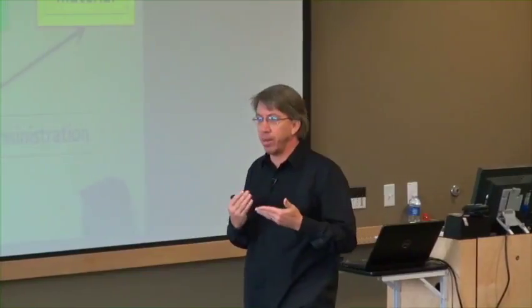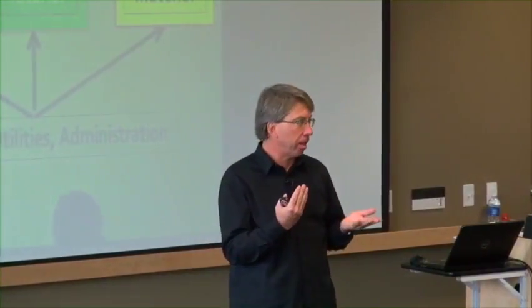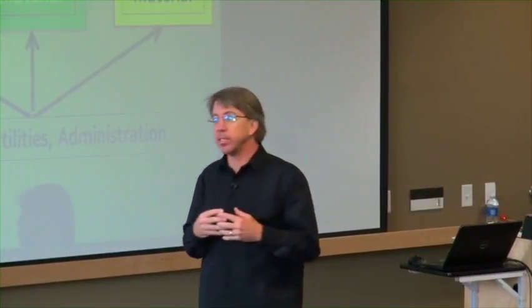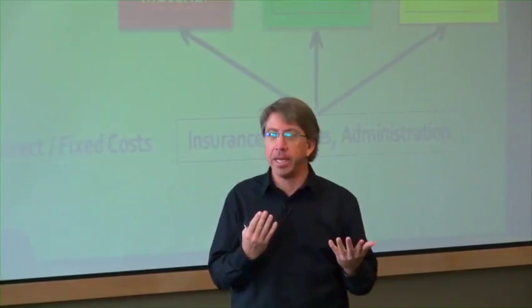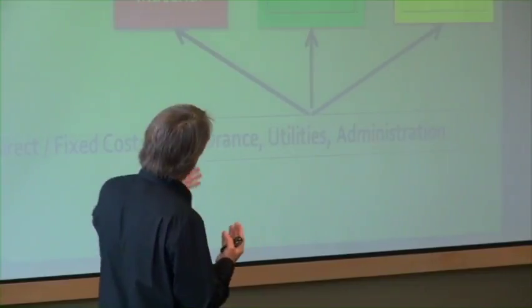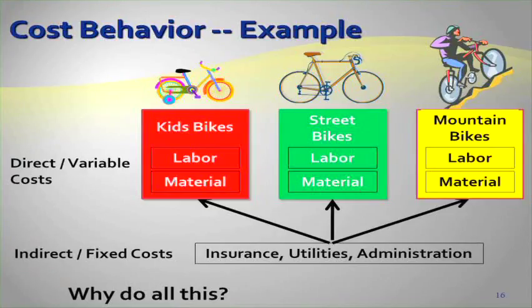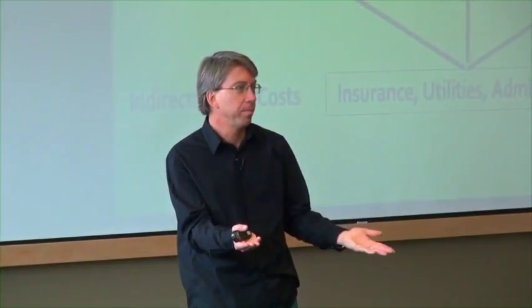Now, we want to think a little bit about the way we allocate indirect costs, right? Because there are some standard methodologies that people use to allocate indirect costs. So, for example, if kids' bikes were 20% of my business, street bikes were 30%, and mountain bikes were 50%, then I could take the unit sales as a percentage of the total and use that as an allocation mechanism.